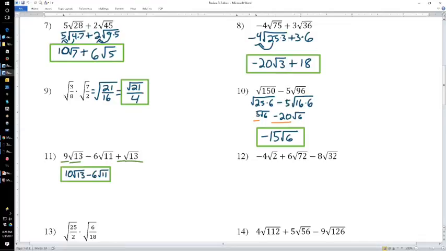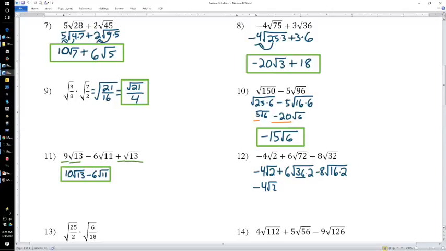Number 12, same idea. But again, we're going to start off by reducing as far as possible. 2 is as far down as that goes, so it's 4 on the square root of 2. 72 is divisible by 36, so that's 6 on the square root of 36 times 2. Negative 32 is 16 times 2. Okay, and we can reduce those. Still got negative 4 on the square root of 2.